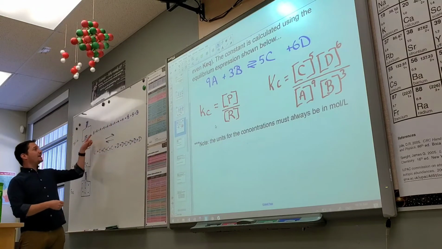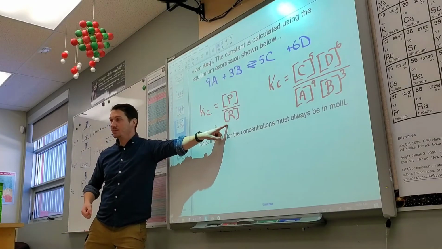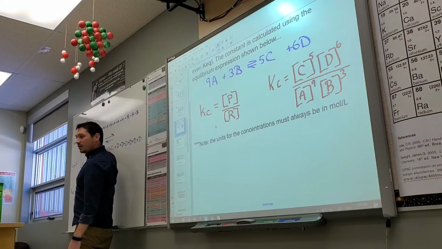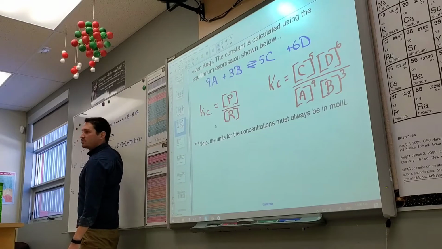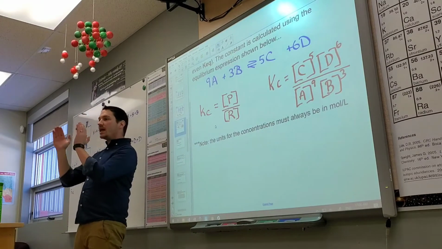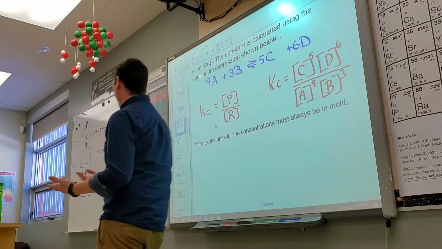Well, how many A's should I have on the bottom because it's a reactant? How many A's? So I'm going to have the concentration of A times the concentration of A times the concentration of A times the concentration of A times the concentration of A. How many A's are here? 9. So that's A to the power 9. Does that make sense? That's where this comes from.